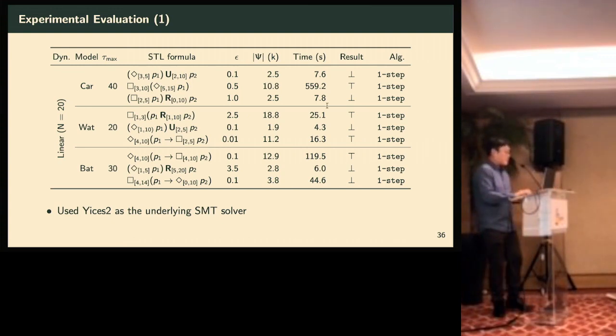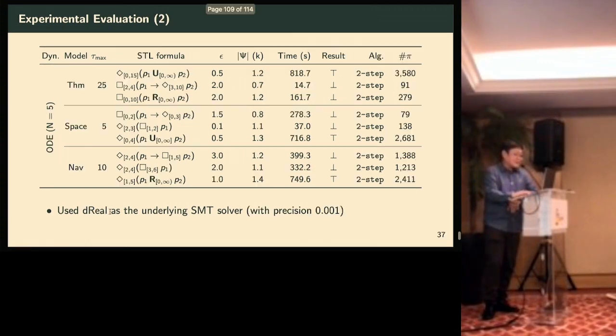Using experimental evaluation, we successfully performed model checking on typical hybrid automata benchmarks for quite complex nested STL formulas. For example, for linear dynamics, where the continuous dynamics is a linear function, you can use S2 and obtain this kind of result, and it's quite efficient. And for ordinary differential equations, here we use dReal, and dReal itself is actually quite slow.